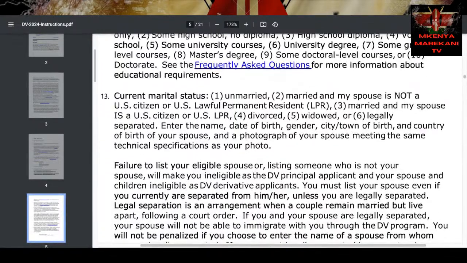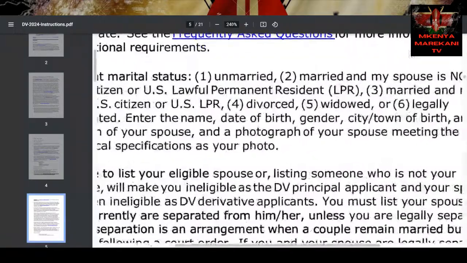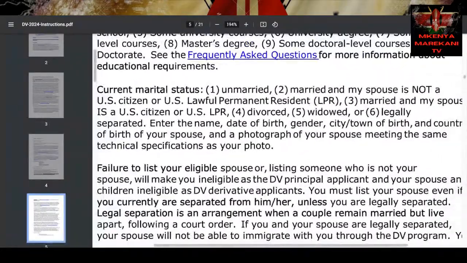And then current marital status. Okay. Number 1 is unmarried. Basically, you are single. I don't know why they are using complicated words here. Unmarried is you are just single. You are kimudu, umesimama tu peke yako.